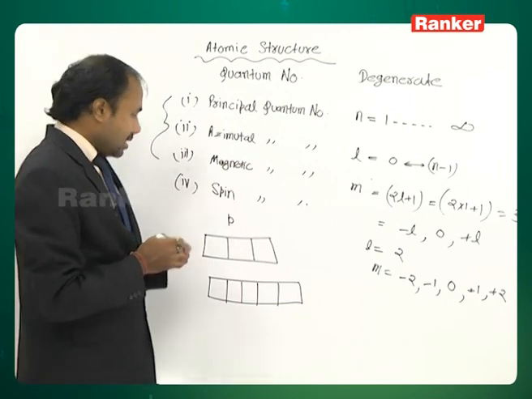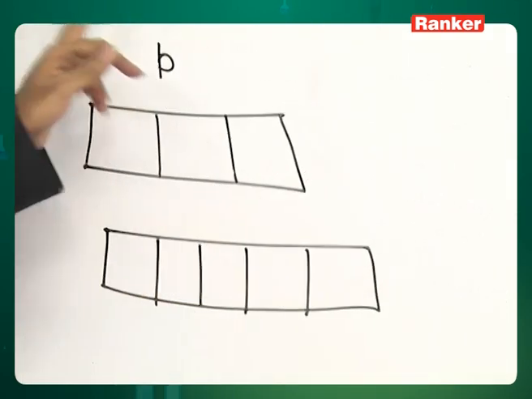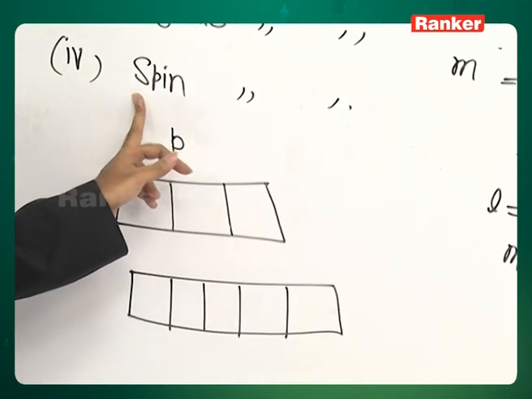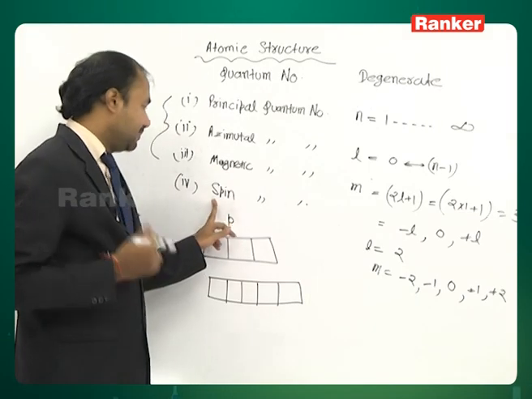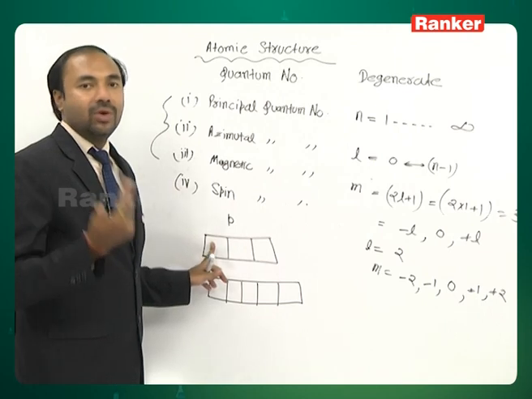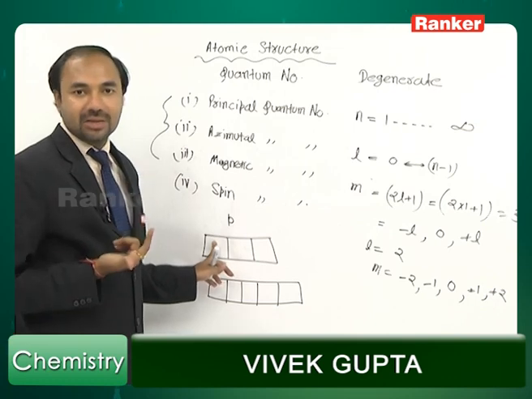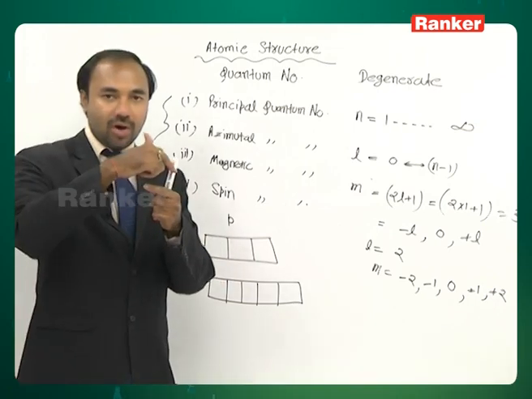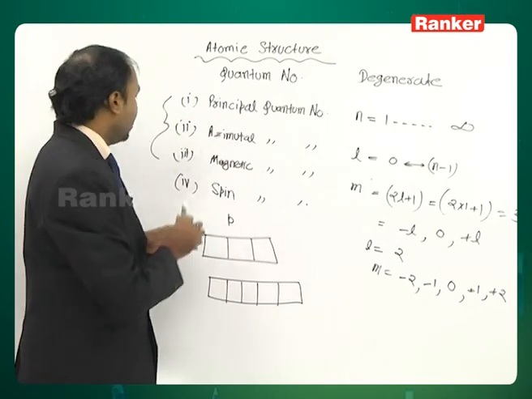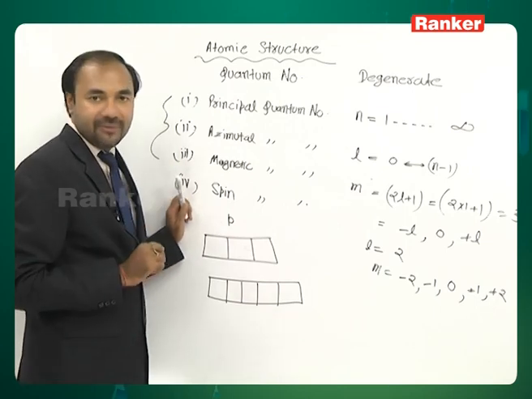Now come to the fourth quantum number, that is spin quantum number. Spin quantum number talks about the electron present in a particular orbital. See, in one orbital we can have a maximum of 2 electrons which spin in opposite directions. If one electron goes clockwise, the other electron will go anti-clockwise. Now, for spin quantum number, for these 2 electrons, the values are given as plus half and minus half.